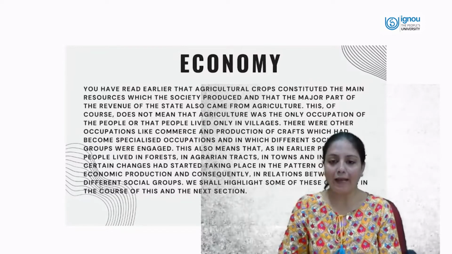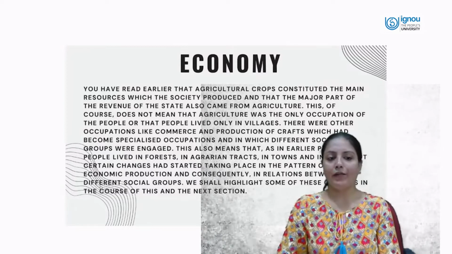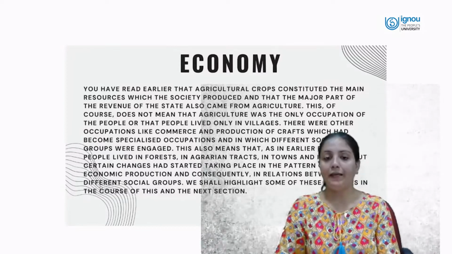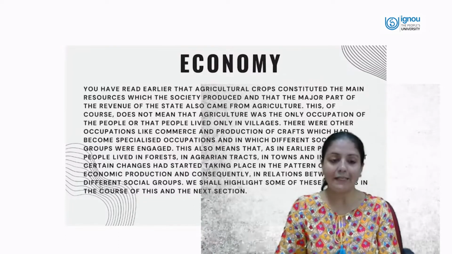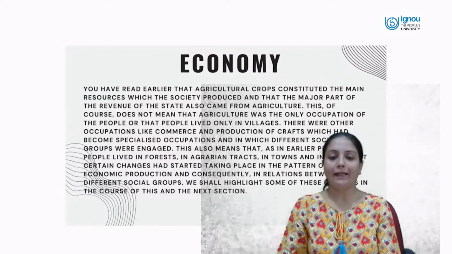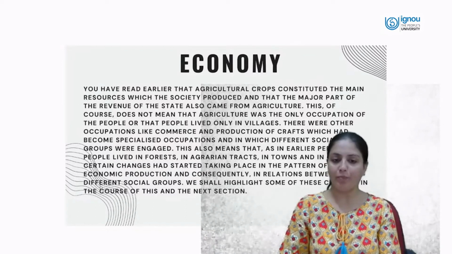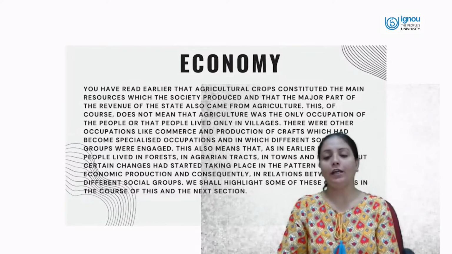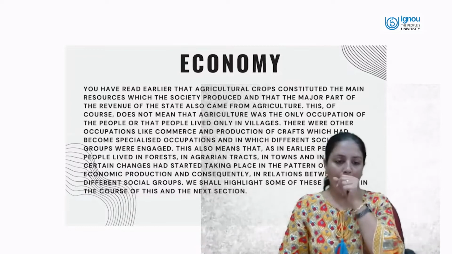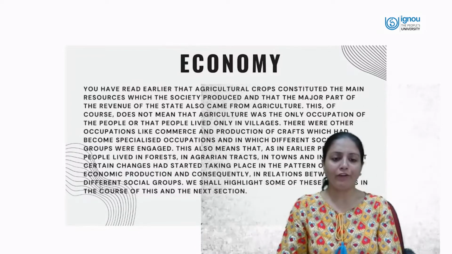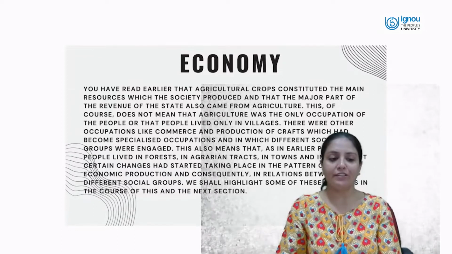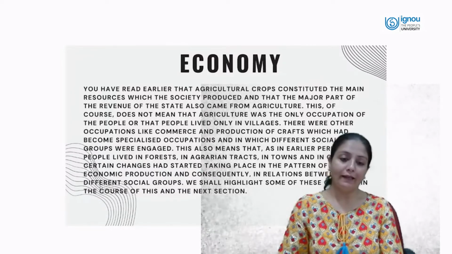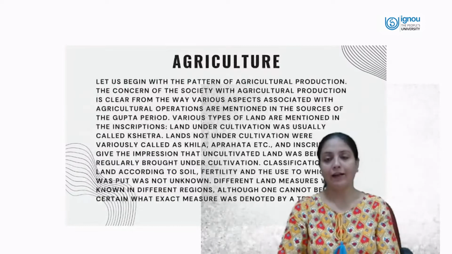This means that as in earlier periods people lived in forests, in agrarian tracts, in towns and cities, but certain changes had started taking place in the economic pattern and consequently in relations between different social groups. We shall highlight some of these changes in the course of this and the next section, like agriculture.